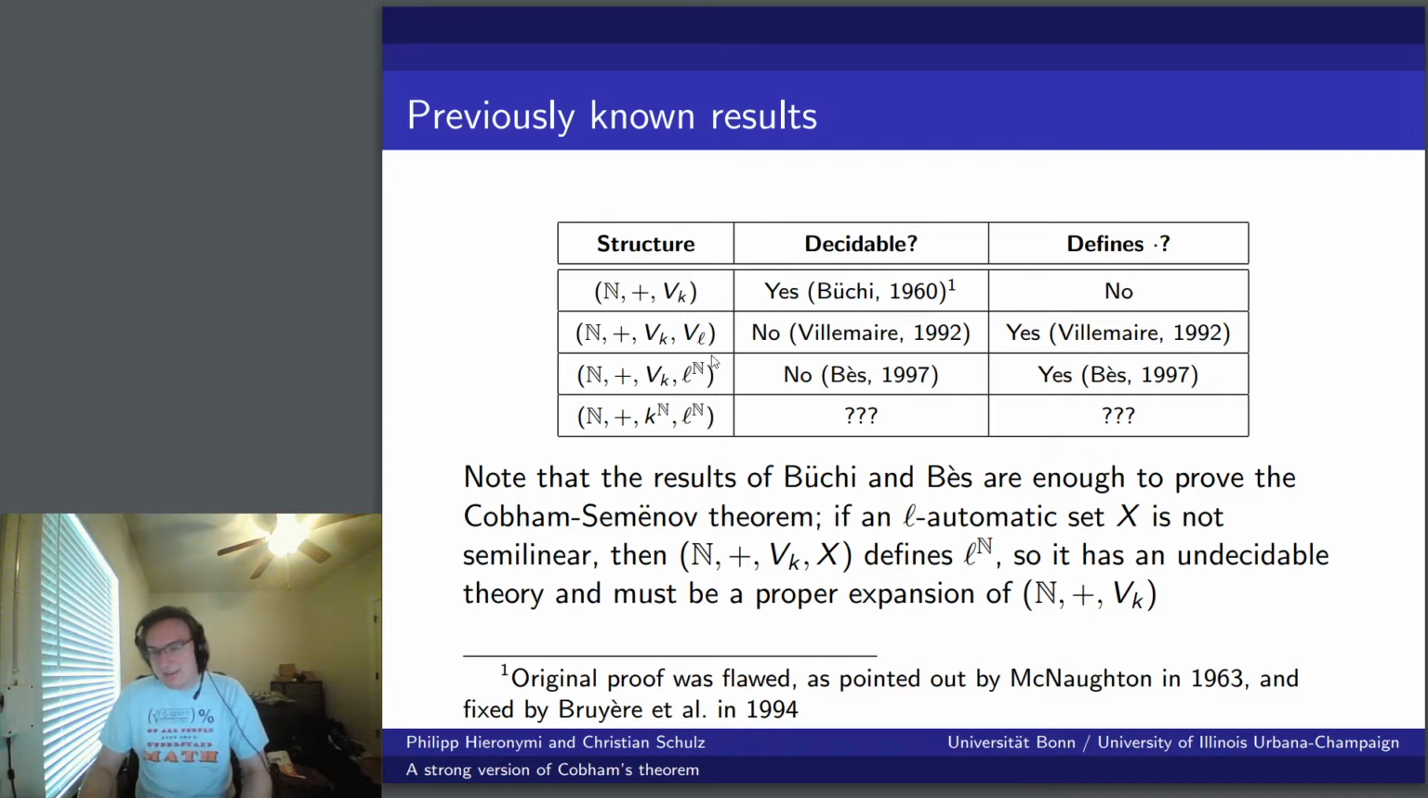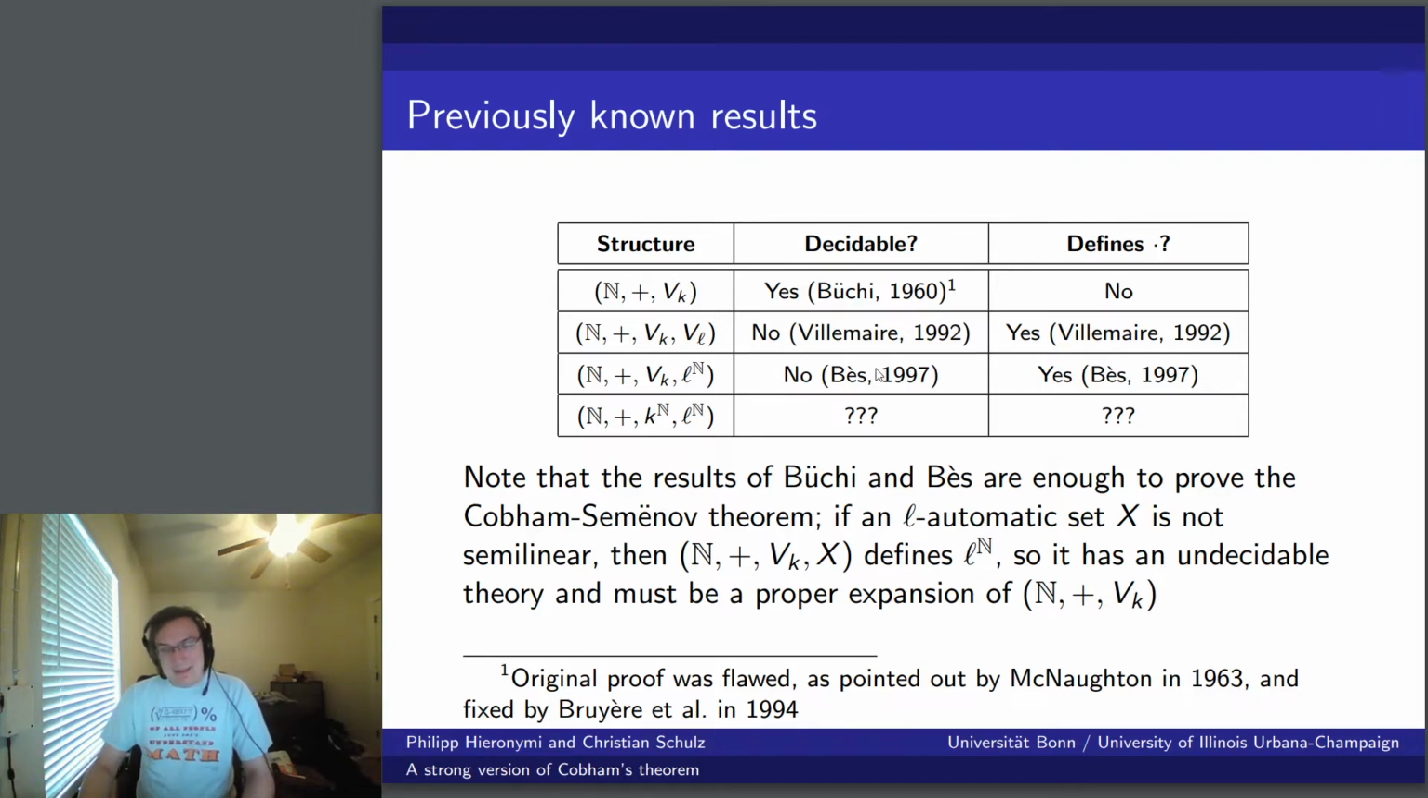But then if we look at the next row, we might ask, what if we have V_k and V_l in our structure? And what Villemaire showed in 1992 is that then we do get a formula for multiplication. And so we obviously don't have a decidable theory.